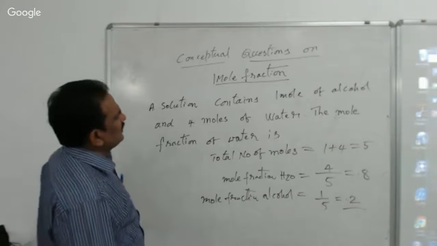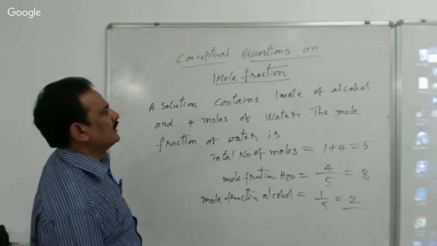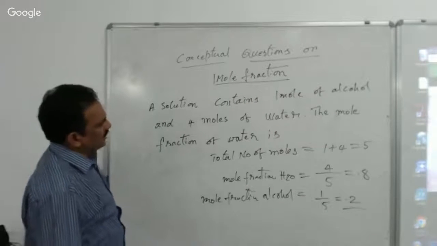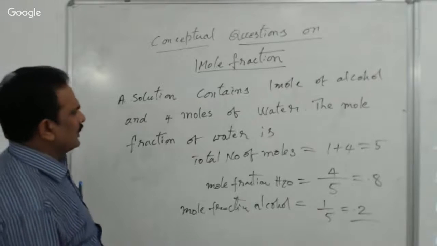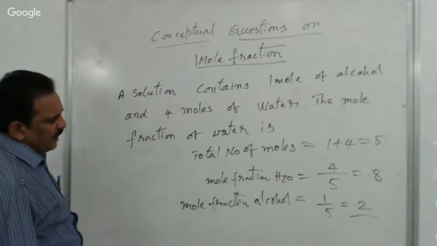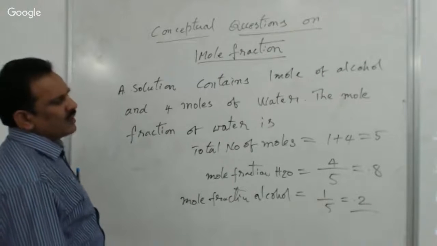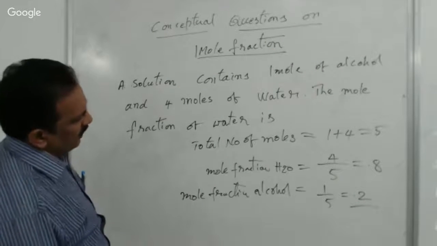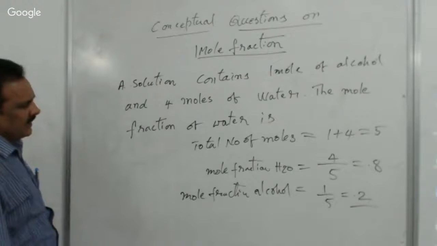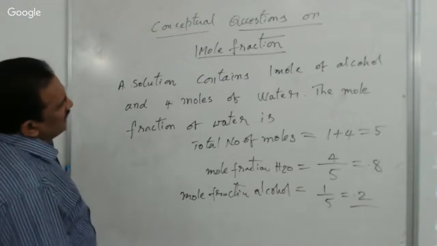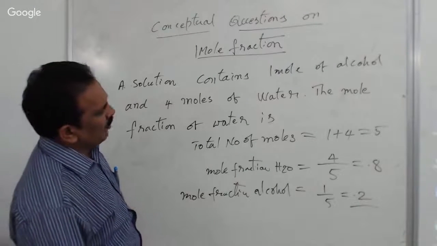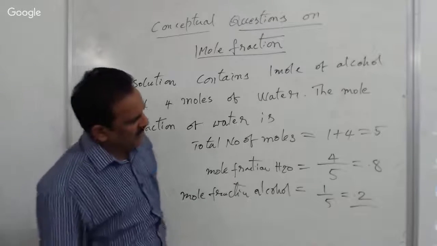A solution contains 1 mole of alcohol and 4 moles of water. The mole fraction of water is... the total number of moles is 1 plus 4, which is 5. The mole fraction of H2O is the number of moles of water, 4, over the total number of moles, 5. So 4 by 5 is 0.8. Similarly, we can calculate the mole fraction of alcohol, where the number of moles of alcohol is 1 and the total is 5. So 1 by 5 is 0.2.